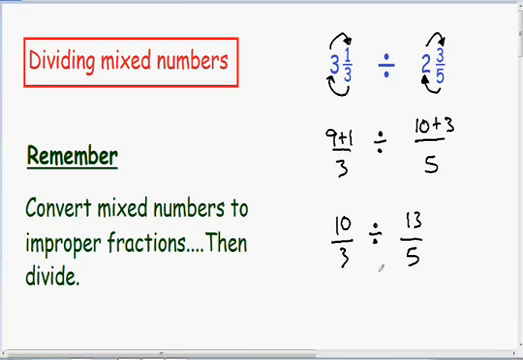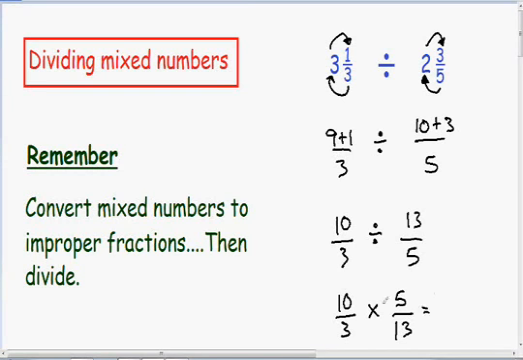So now we have two fractions being divided with each other. And how do we divide two fractions? Dividing two fractions is exactly the same as multiplying when you flip the second fraction. So instead of dividing by 13 over 5, I'm going to multiply by 5 over 13. 5 over 13 is the reciprocal of 13 over 5. So now I'm going to multiply these two fractions.